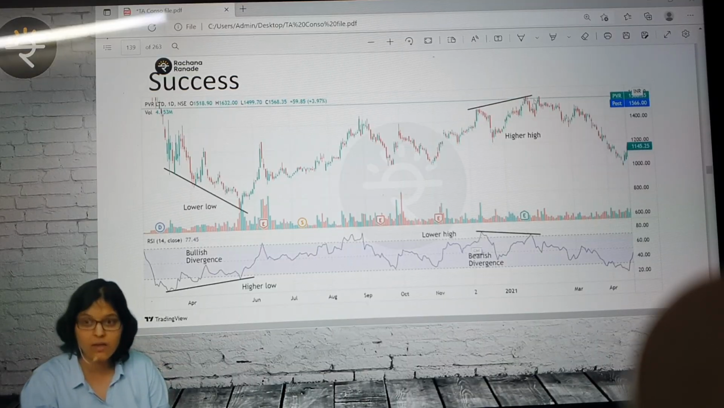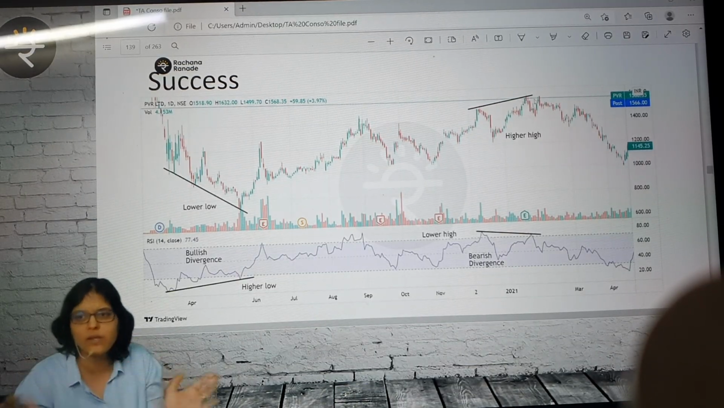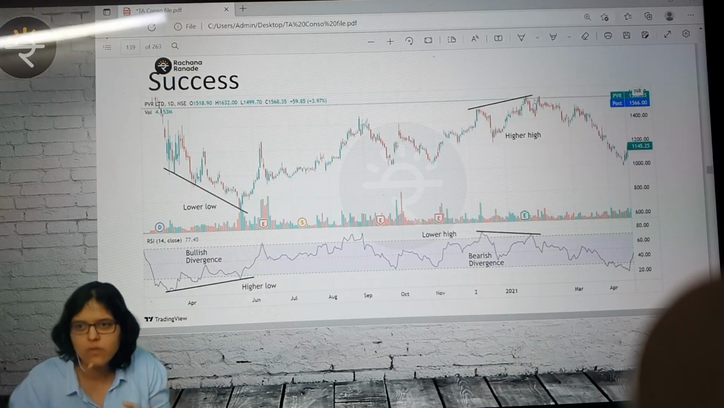But I can say this divergence theory works very well, and this acts something like a leading indicator. Especially the divergence theory, not normal RSI. And this I'm talking with experience. In books it might be written lagging also. With experience I'm telling you this is leading.